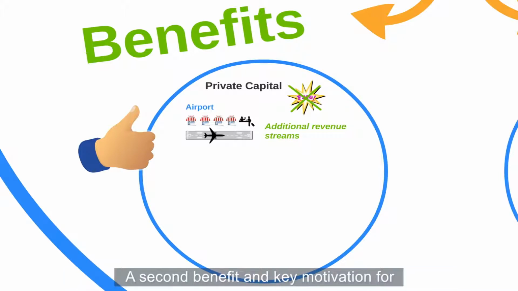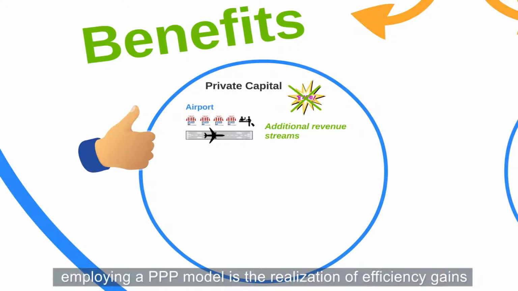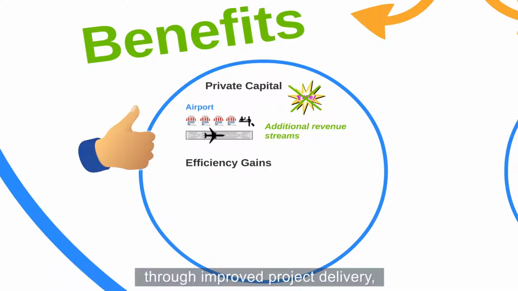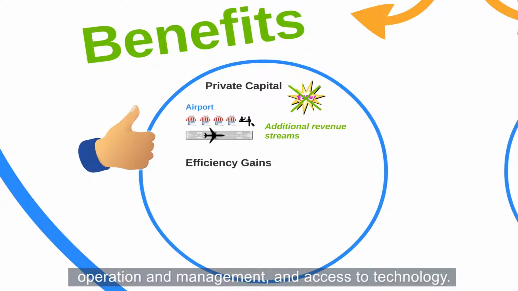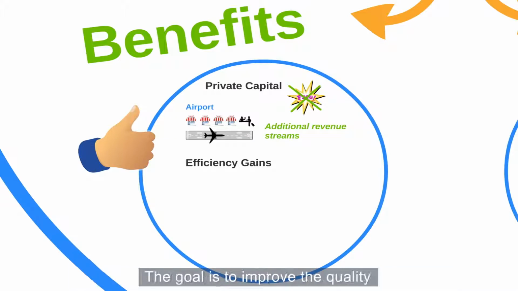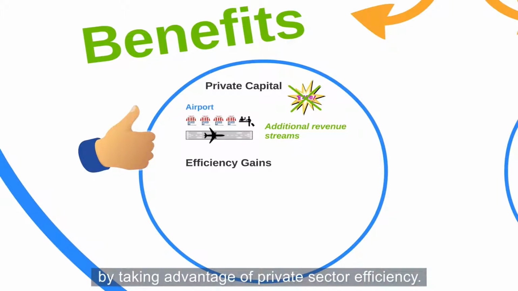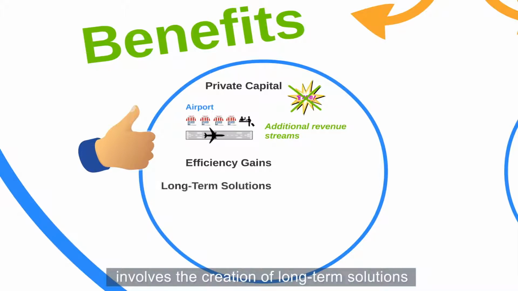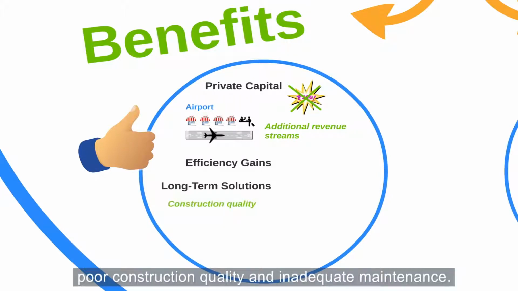A second benefit and key motivation for employing a PPP model is the realization of efficiency gains through improved project delivery, operation, and management, and access to technology. The goal is to improve the quality of public service delivery by taking advantage of private sector efficiency. A third benefit realized with the PPP model involves the creation of long-term solutions for the provision of public infrastructure through addressing issues such as poor construction quality and inadequate maintenance.